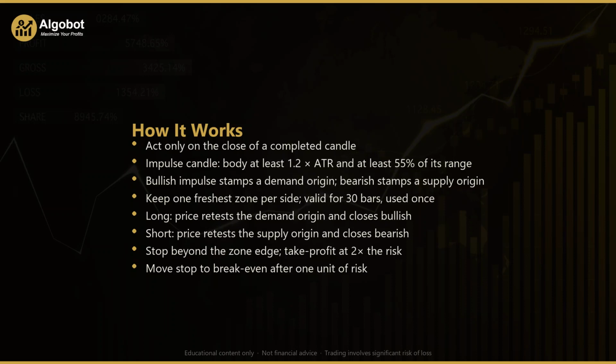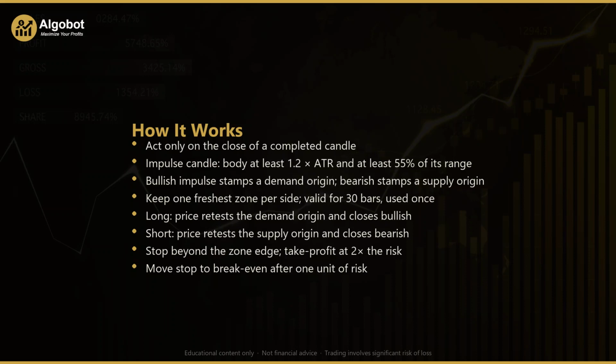That zone runs from the low of the candle up to its open, and if the area is too thin, it is widened to at least half of the ATR, so there is something meaningful to retest. A bearish impulse does the mirror image, stamping a supply origin from the candle's open up to its high. Only the single freshest zone on each side is kept at any moment. A zone stays valid for up to 30 bars, which is the zone lookback setting. It is discarded if price closes straight through its far edge, and it is used only once.